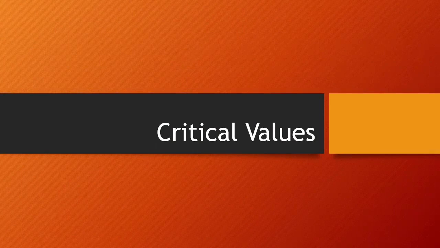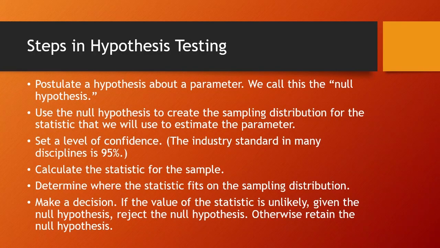As we continue our study of statistical inference, I want to teach you about a concept that will soon become quite important to you, and that is the concept of critical values. The steps in hypothesis testing are to postulate a hypothesis about a parameter, use this null hypothesis to create the sampling distribution for the statistic, set a level of confidence, calculate the statistic for the sample, determine where that statistic fits on the sampling distribution, and make a decision.